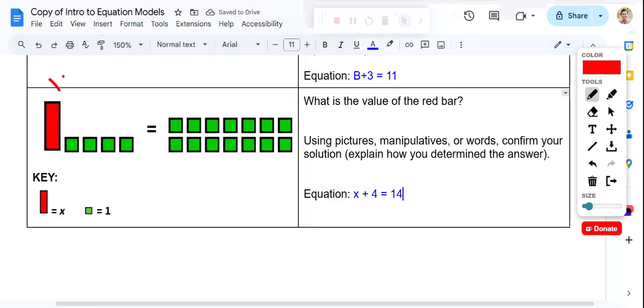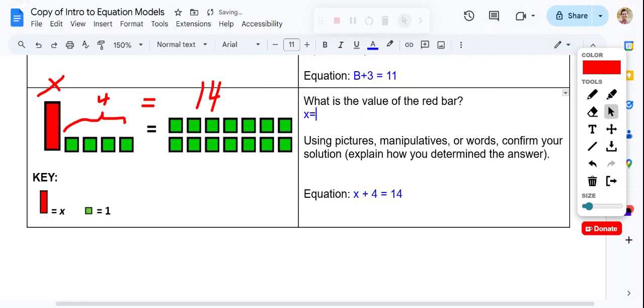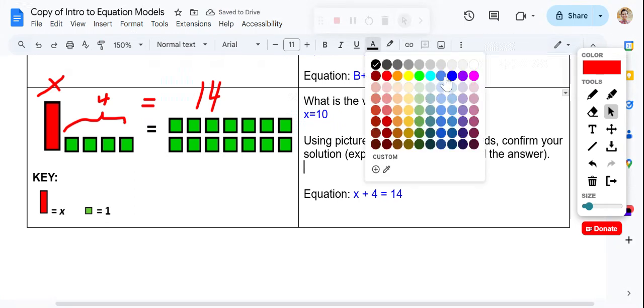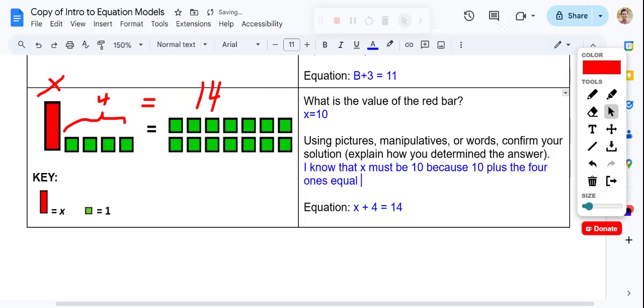Okay, so we have an x, and then these 4 1s together equal 14 total. So what is the value of the bar? How much is x worth? X must equal 10, because 10 plus those 4 equals 14. So we're going to explain our work. I know that x must be 10 because 10 plus the 4 1s equal 14.